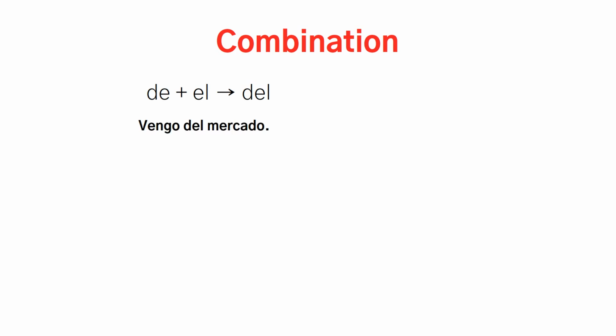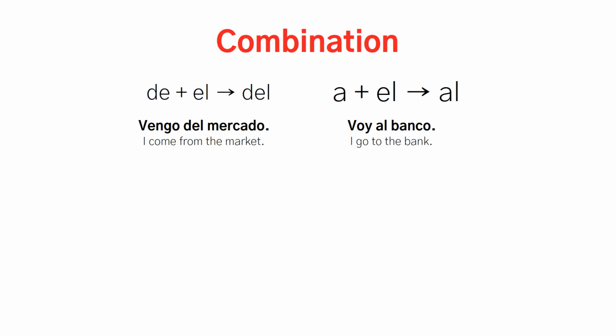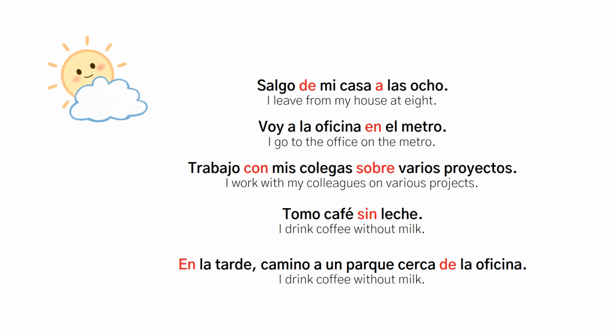Vengo del mercado. I come from the market. A plus el contracts to al. Voy al banco. I go to the bank. These contractions only happen with el, the masculine singular article. De la, a la, de los, a las all stay as two words, but de el and a el always become del and al. These six prepositions will appear in nearly every Spanish conversation you have or hear.